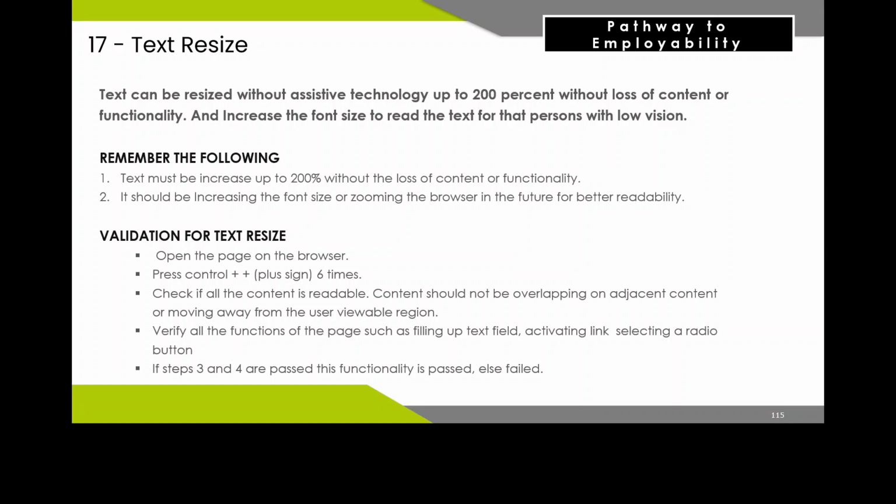Let's understand validation for text resize. Open the page in the browser. Press Ctrl plus, the plus sign, 6 times. Check if all the content is readable. Content should not be overlapping adjacent content or moving away from the user viewable region. Verify all the functions of the page, such as filling up a text field, activating a link or button, selecting a radio button or checkbox, are usable. If steps 3 and 4 are passed, this functionality is passed, else failed.